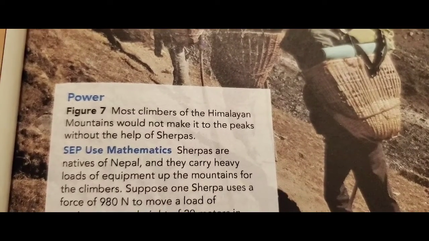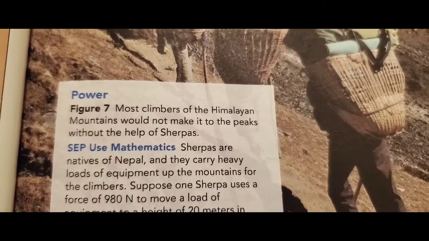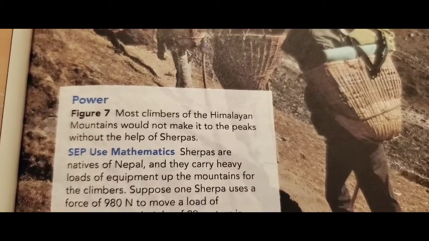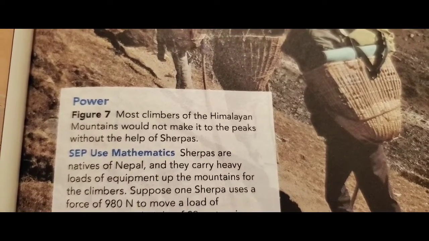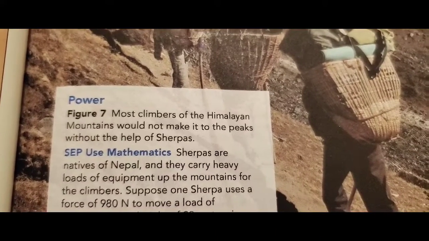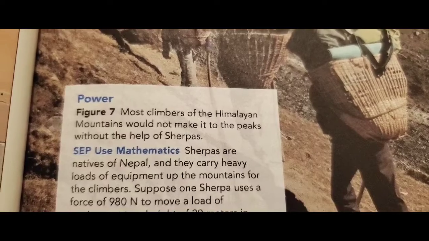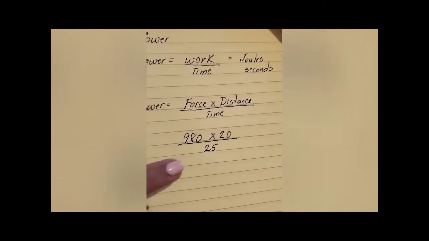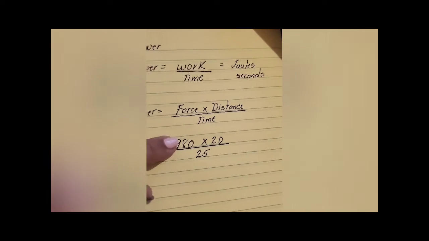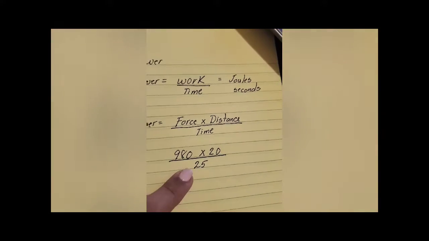If you take a quick look at this problem, it's telling us that force is 980 newtons. And then we have height, which is 20 meters. So that is what we're going to use to substitute for force and distance. The 25 seconds, which is below, we are going to place where the time is. And this is how your formula is going to look like: 980 times 20, which is the distance, divided by 25.